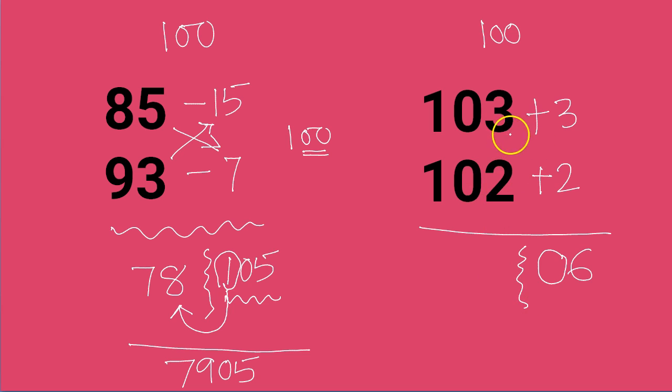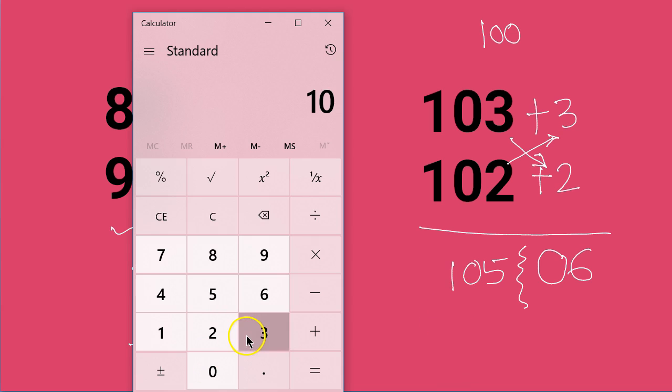The left side is cross addition. 103 plus 2 or 102 plus 3. Whatever you do, you get 105. So our answer is 10506. Let's see. 103 multiplied by 102. So 10506. That's our answer.